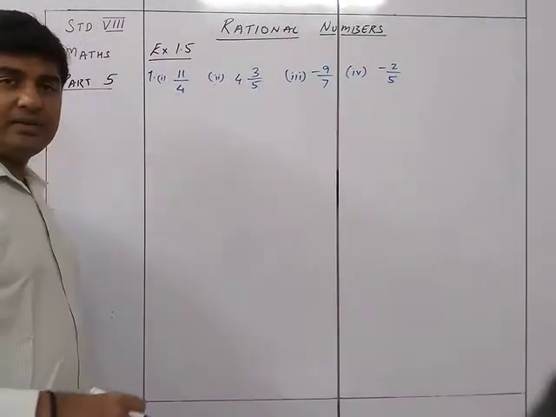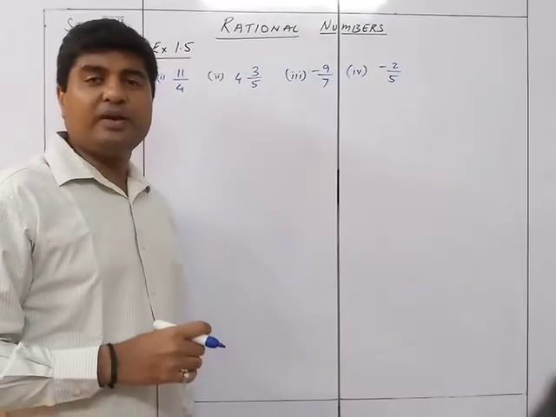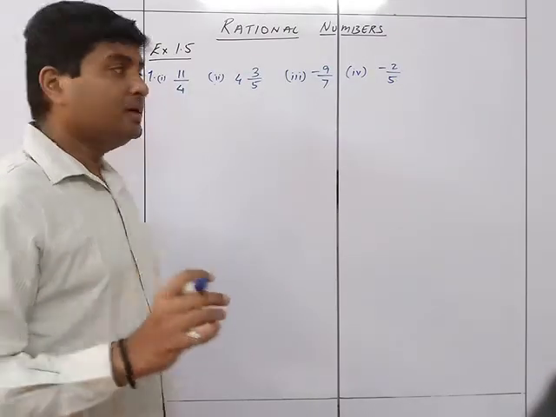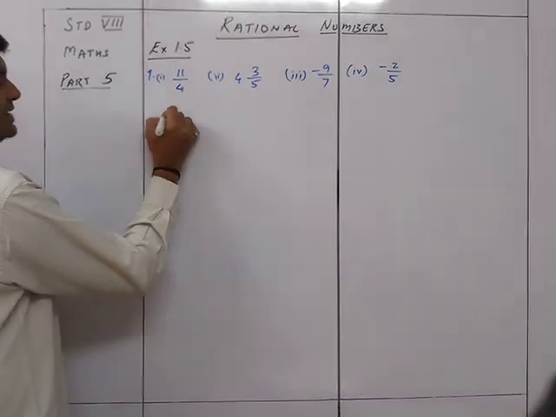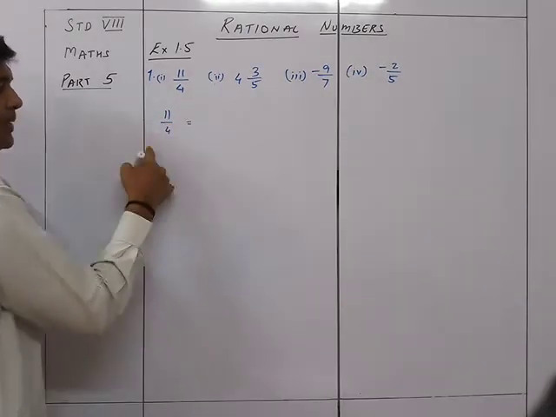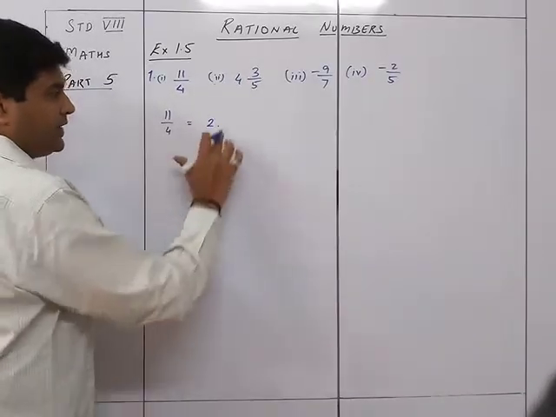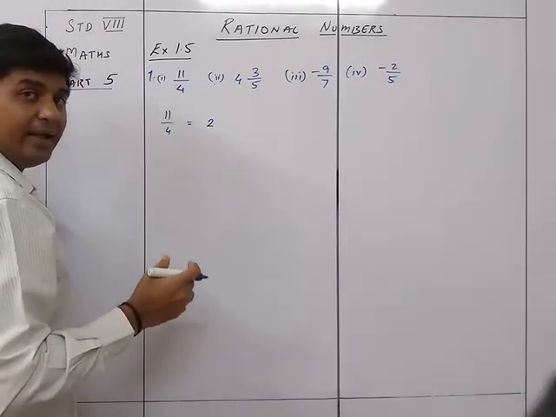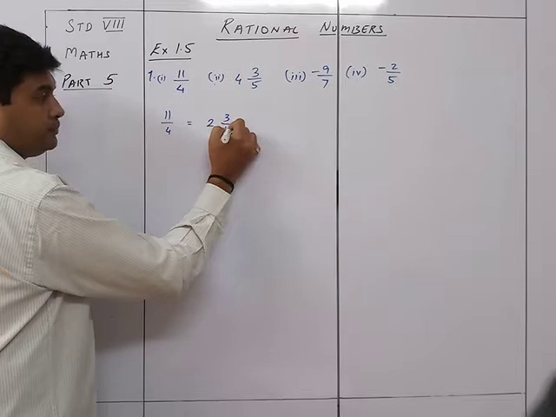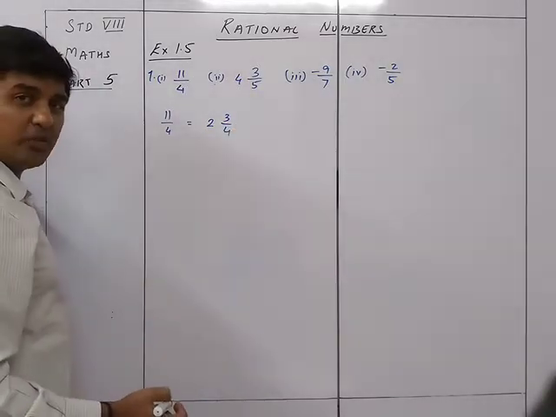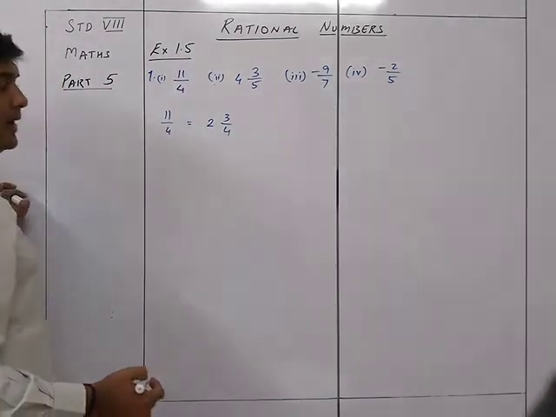Now whenever we need to place these on a number line, we need to find out where exactly these are. For example, if I say 11 upon 4, I know that it is 2 and then 3 upon 4. So 11 upon 4 is nothing but 2 3 upon 4, right?